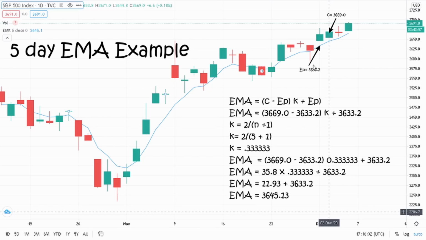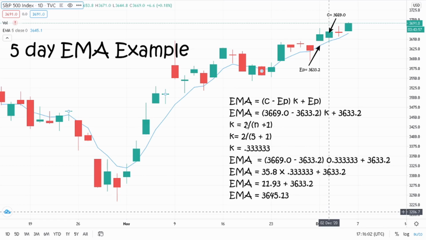So let's see an example of this. For this example, we're going to look at the 5-day EMA of the S&P 500 from mid-October to mid-December. We're going to specifically calculate the EMA for December 2nd. To do that, we are going to subtract the closing price of December 2nd by the previous EMA, so the EMA for December the 1st. And when we do that, we get $35.80.